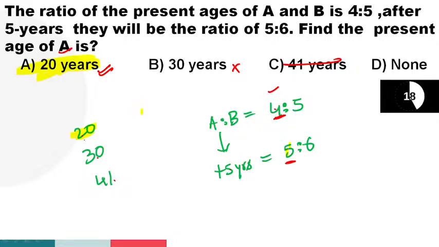Go through option verification. What is the first option? 20. Is 20 a multiple of 4? Yes. 4 5s are 20. It says after 5 years. What does after mean? Plus. 20 plus 5 is how much? 25. Is 25 a multiple of 5? Yes. 5 5s are 25. So 2 conditions are satisfied here. Since 2 conditions are satisfied, that's why the first option is the right answer. Clear now? I think no need for pen and paper.